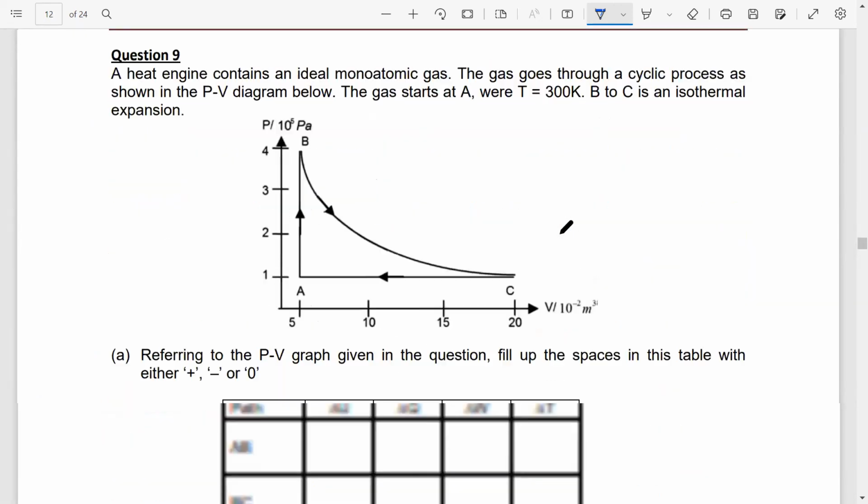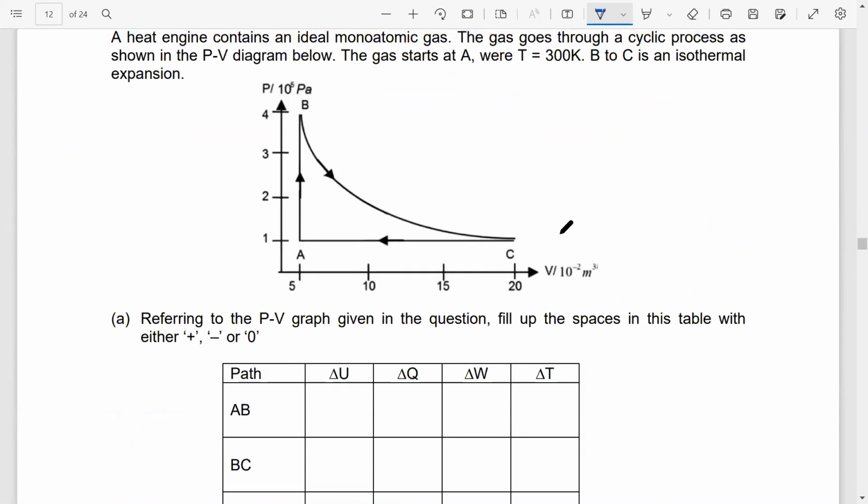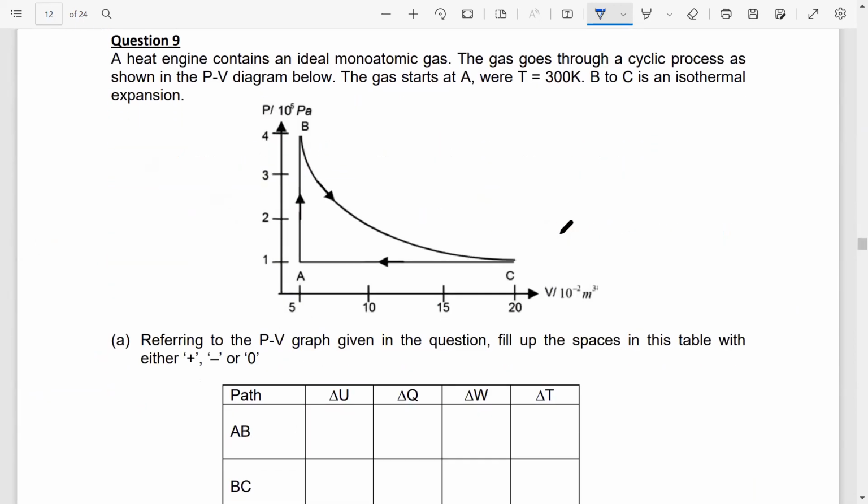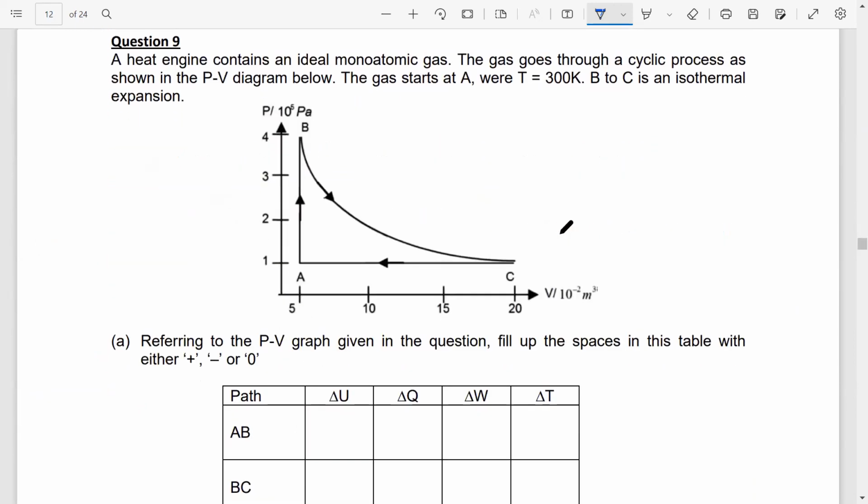Okay, so now we'll try one thermodynamic cycle question. You may want to pause the video to read through. A heat engine contains an ideal monoatomic gas. It goes through a cyclic process as shown. Cyclic or thermodynamic process, same thing. It's going through one full cycle.